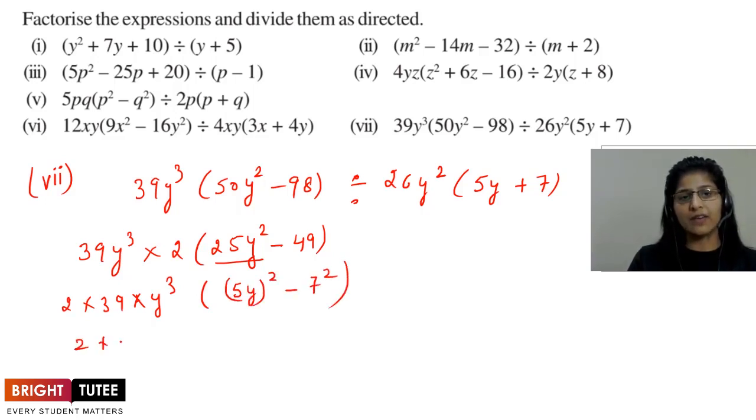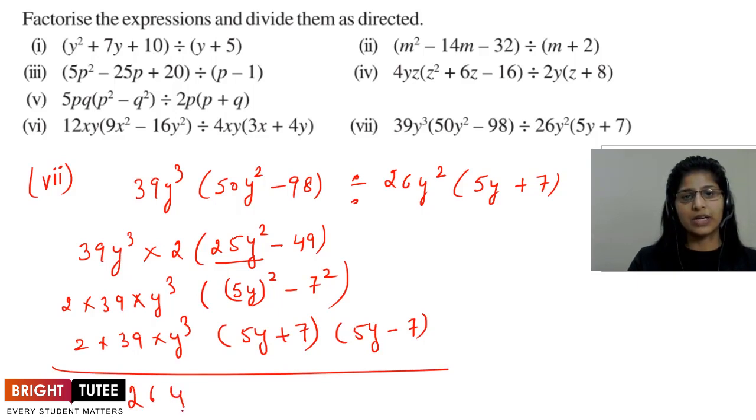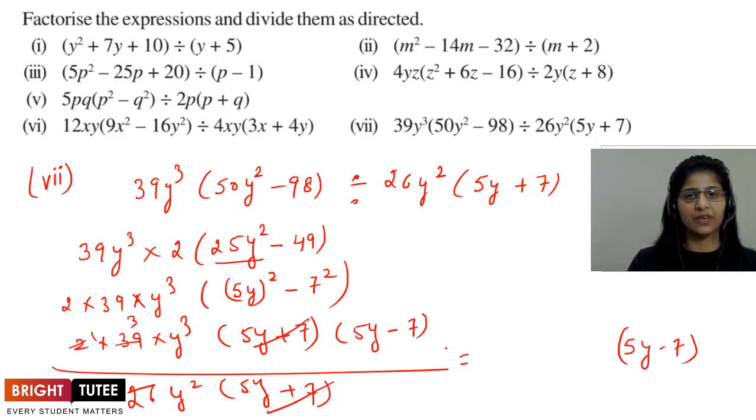So now we have a square minus b square. So that can be written as a, that is 5y, plus b, 7, and a, 5y, minus b, that is 7. It is all going to be divided by 26y square into 5y plus 7. 5y plus 7, 5y plus 7 getting cancelled. So 2 ones are 2, 2 3s are 6, 13 ones are 13, 3s are 39, and just see, we will be left with 5y minus 7. That is the last term that we are left with, and here we are left with 3. Y cube upon y square, we are just left with y. So this is the answer, 3 into y into 5y minus 7. So this is the answer for this question number 7.